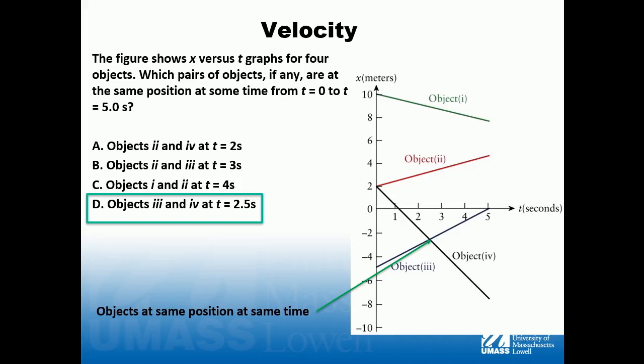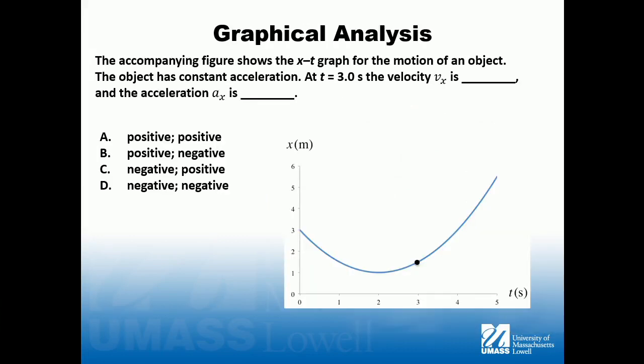Okay, let's go with this one. So that's a position versus time curve, right? And I have a highlighted spot at 3 seconds, and I'm asking you whether the velocity and acceleration at that point are positive or negative. So in order to identify whether velocity is positive, all I'm looking at is the slope of the position versus time graph at that location. Is that slope positive? Right. So velocity is positive. Okay.